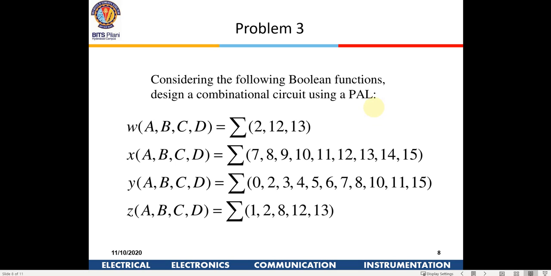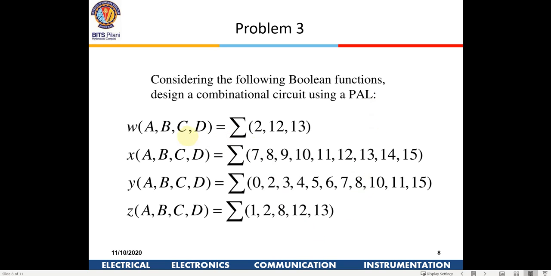So we'll have to see what the manufacturer is offering to us. He will have different kinds of PALs, so we'll have to select the appropriate PAL depending on our functions. In the examination it is quite simple, but otherwise, when we are actually programming a PAL, we need to pick up the appropriate PAL.